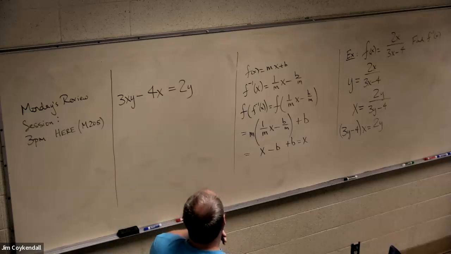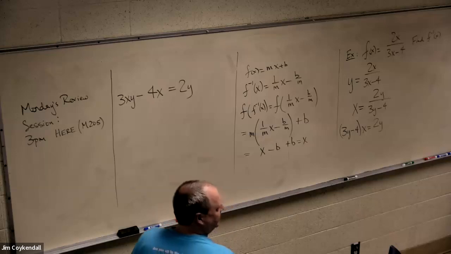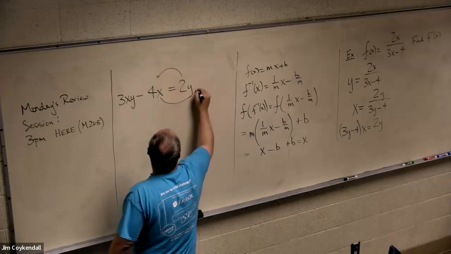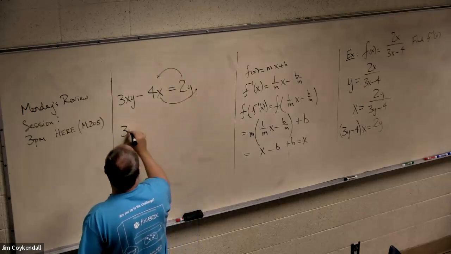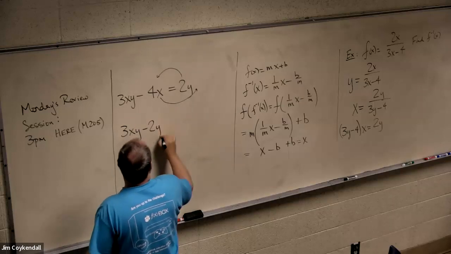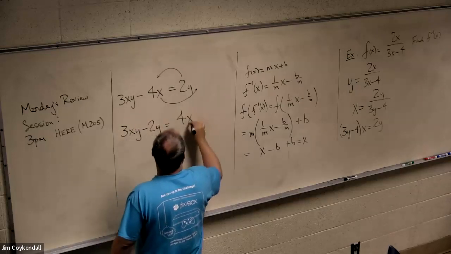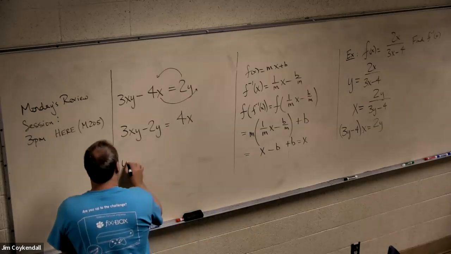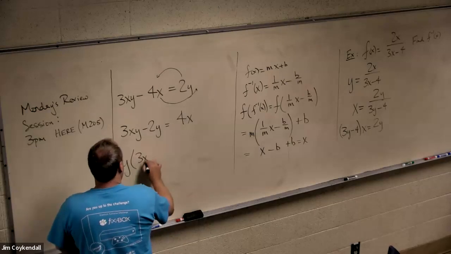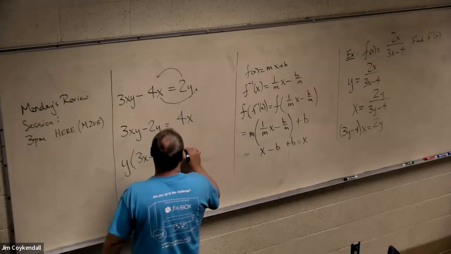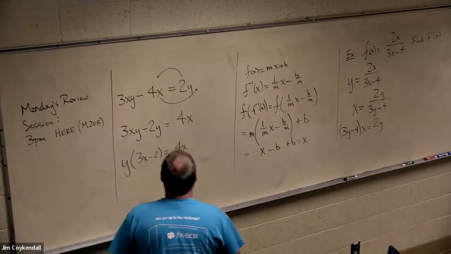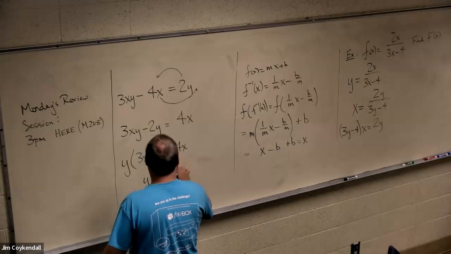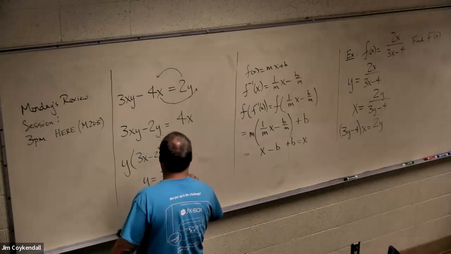So I'm trying to solve for y, so I guess I need to isolate y. Let's bring the 2y over here, and the minus 4x here. So I get 3xy minus 2y equals 4x. So I get y times (3x minus 2) is 4x. And so I get y is 4x over 3x minus 2.